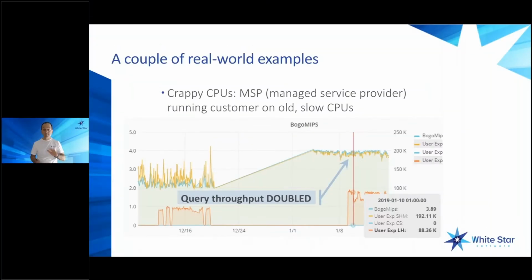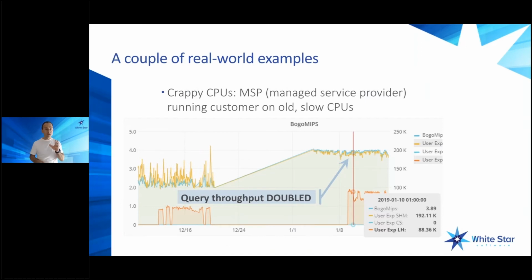All right, so let me give you a couple of real world examples. Here's a customer we have where they have their hardware with a managed service provider. So they're paying some external third-party company to give them the hardware, give them the virtual machines, and performance was horrible. It just was horrible, right? And so we put ProTop on there. The first thing we saw with ProTop here is these are really slow CPUs. They had a BogoMIPS value of 2.